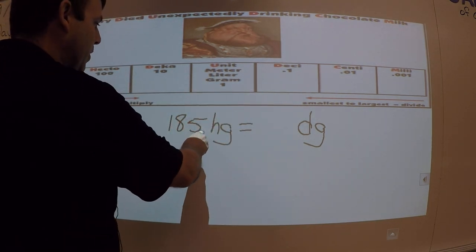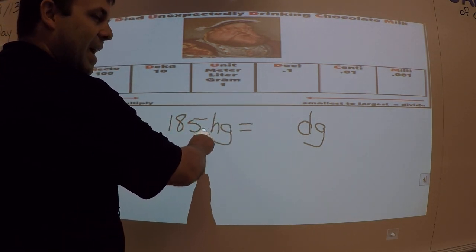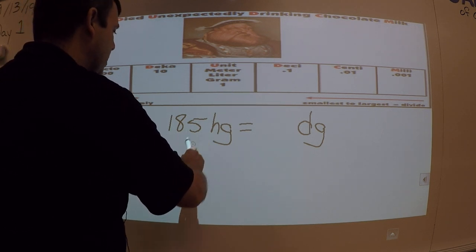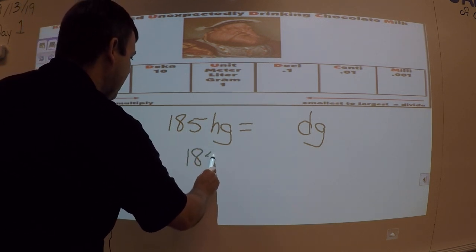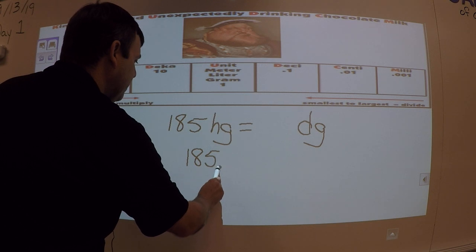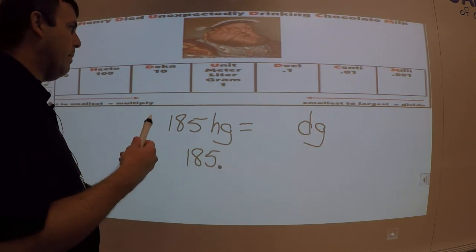So my decimal point is back here. It's after a whole number. If it's not there, it's after the last whole number. So I'm going to write the number here, 185, and I'm going to put a nice little decimal point right behind it, just so I know what I'm doing.